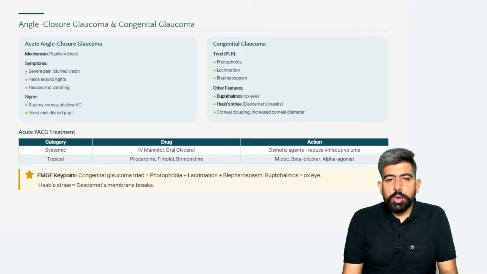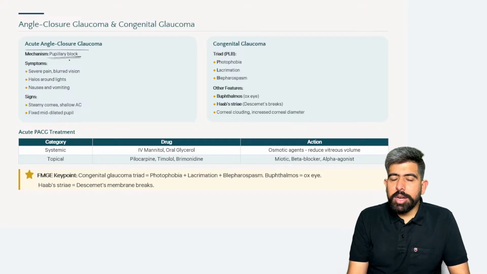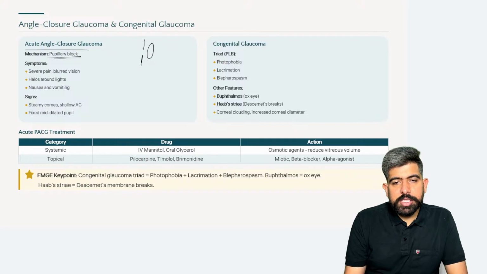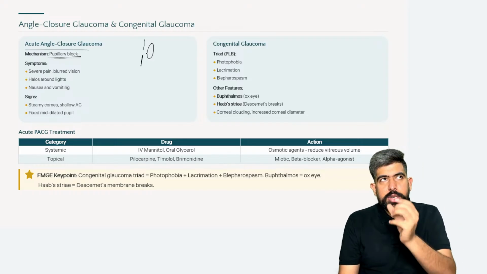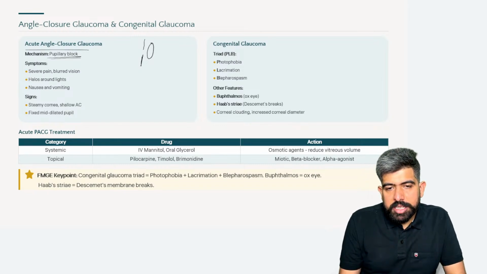In angle closure glaucoma, the mechanism is pupillary block. What will happen to this pupil? Just look into it. This is your lens, and this is your pupil, which is the iris. Maybe due to a large lens, the pupil is making synechiae with the lens, and it is attaching over there.